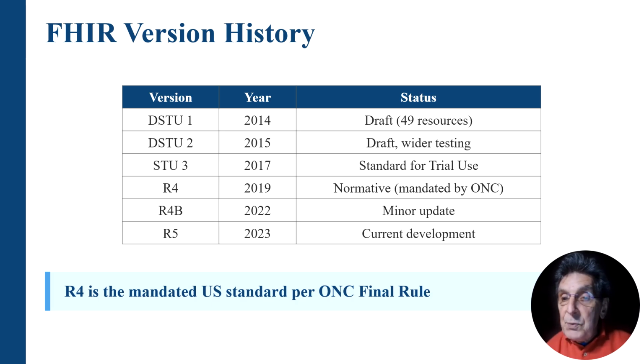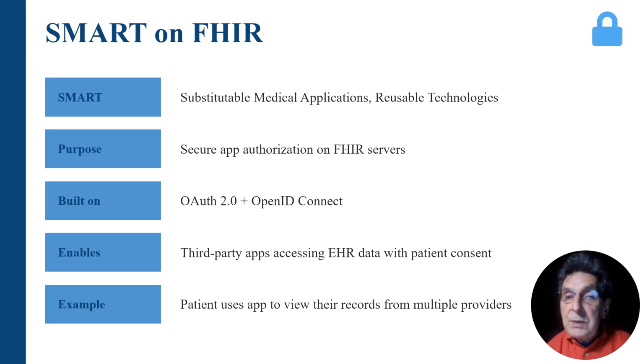R4B in 2022 was a minor update with some corrections and a few additions. R5 in 2023 is the current development version, adding some new capabilities while maintaining backward compatibility with R4. So for US healthcare work, R4 is the version that matters. When someone says we need FHIR support, they typically mean R4 unless specified otherwise.